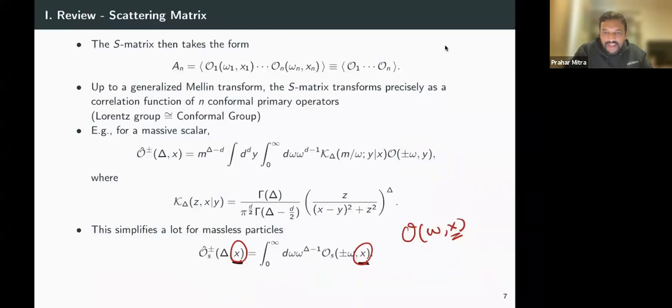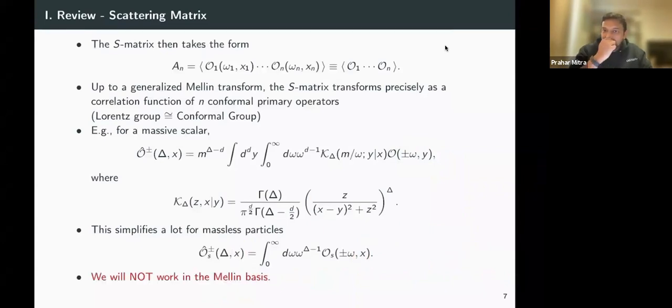Okay, now that being said, I'm not going to work in the Mellin basis. Because again, it's just an extra factor of the smearing that we have to worry about, and the formulas that at least I'm going to present are much nicer in the omega basis anyway. So I'm just going to stick to the omega basis, and I'm not going to bother with the Mellin transforms.